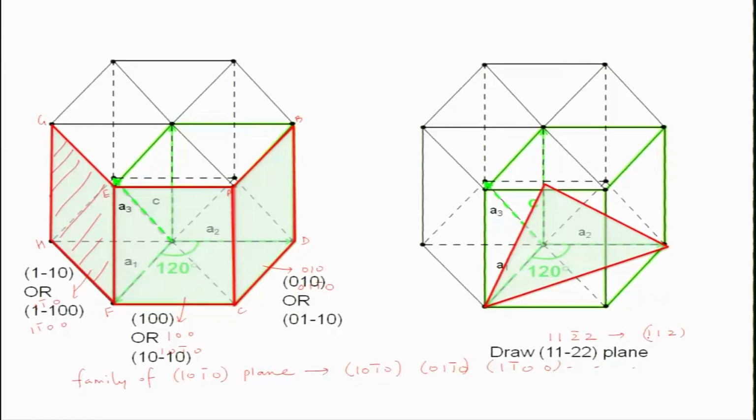Now if you draw all such planes, let us say if you draw one from here to there, one from there to here, they may end up with different species. So if you just see (1 1 bar 2 2), this is first, the second one will become (bar 2 1 1 2), and the third one will become (1 bar 2 1 2). Now try converting this in 3 axis system. This will be (1 1 2), this will be (bar 2 1 2), and this will be (1 bar 2 2).